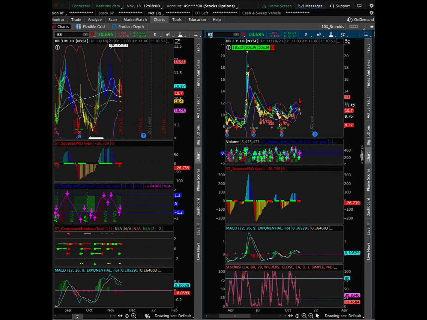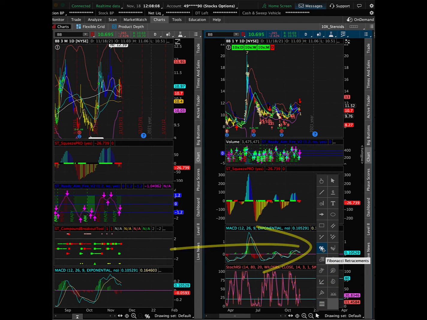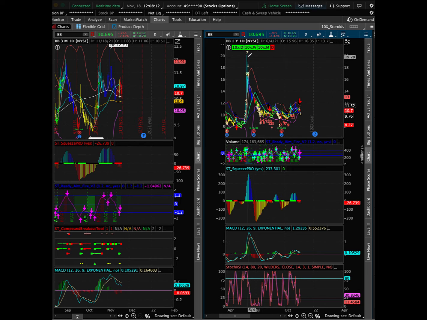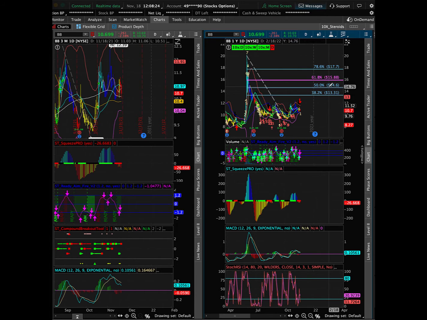So in this example for BlackBerry, we're going to go down here to our tools and choose this one here, Fibonacci retracements. Then we're going to click the high of the wick and trace down to one of the lows here. And then it gives us a proportion here of various levels that price tends to respect. And so the first level here is $13, then we've got $14 and $15.